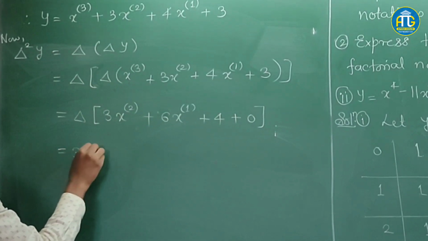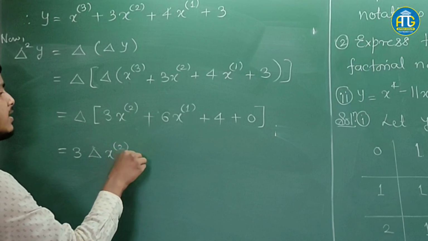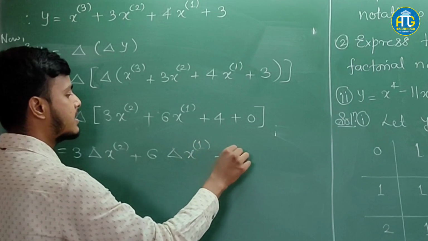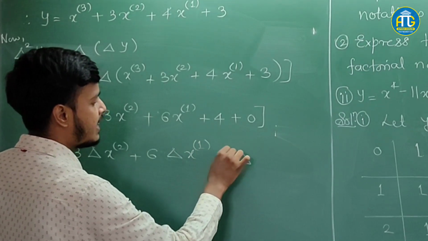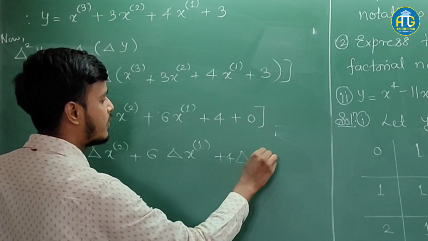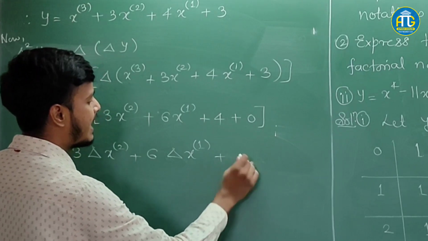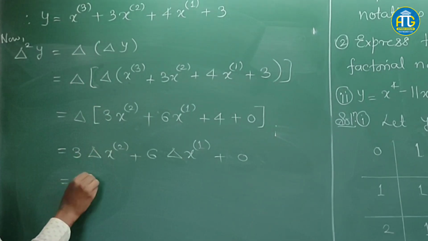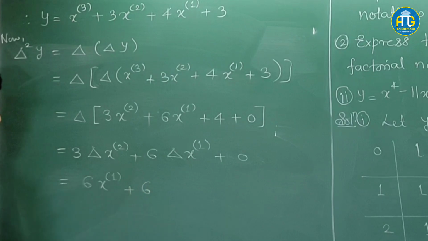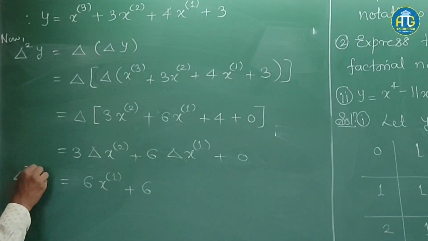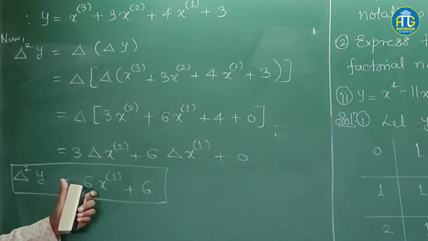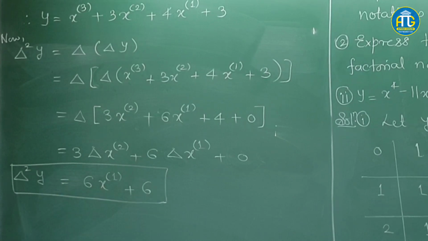So this is 3 times delta of x raised to 2 factorial plus 6 times delta of x raised to 1 factorial plus delta of 4 times, or you can write 4 delta of x raised to 0 factorial, that would be 0. So this is 3 2s are 6, x raised to 1 factorial plus 6 1s are 6. So del 2 of y comes out to be this. If you want in terms of polynomial, that also you can write: 6x plus 6.